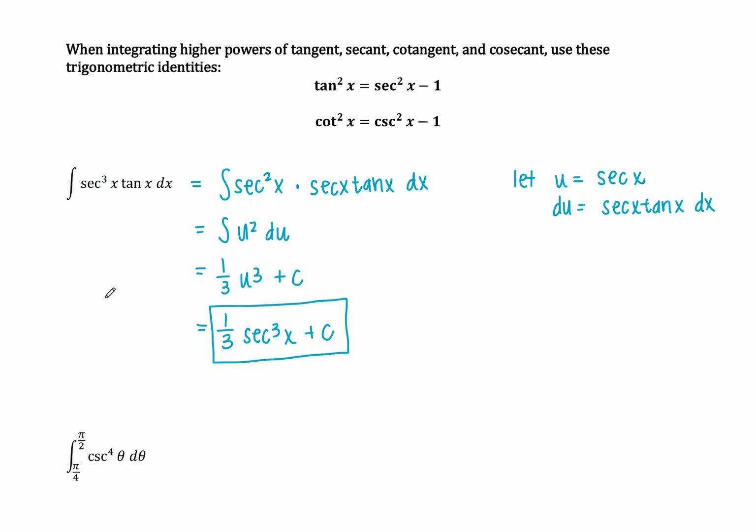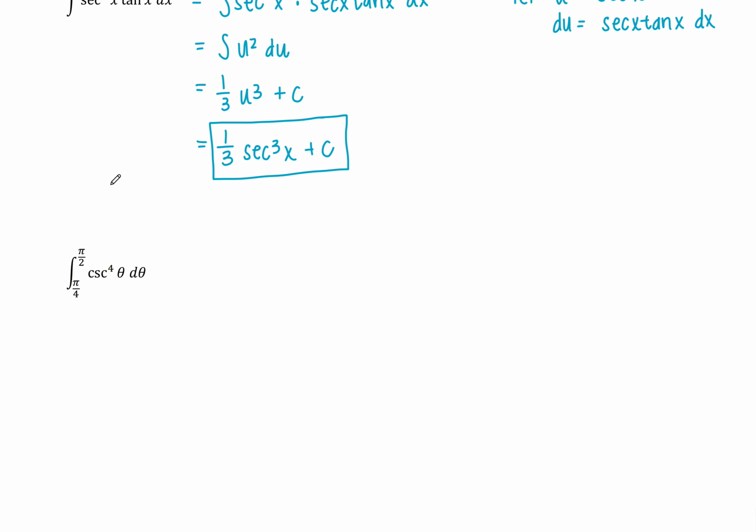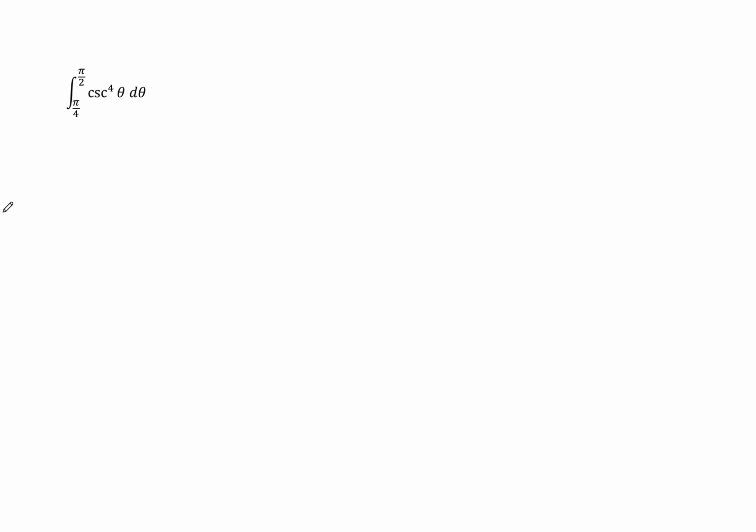The second one, this one's a little bit longer, and we're going to use, it's just the top of the screen here, cotangent squared x equals cosecant squared x minus 1. So let me come down here. We're asked to integrate from pi over 4 to pi over 2 cosecant to the 4th power of theta d theta.